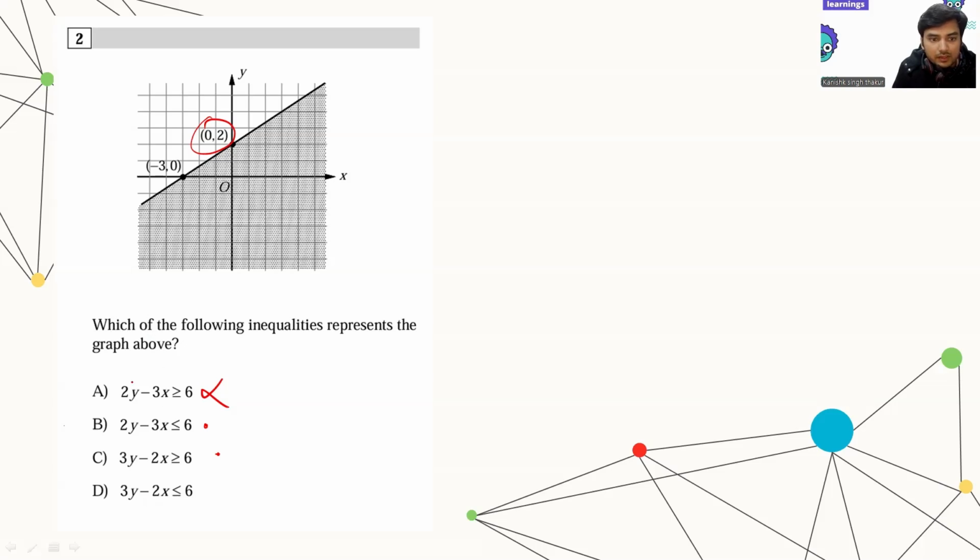Now I'll put minus 3 comma 0 also. So minus 3 comma 0, when I put here, I'm getting minus 9 which is less than 6. Okay, this one follows, but minus 3 I'll put here, 6 greater than or equal to 6, this will follow. Any point in between I'll put. So suppose you have say 0 comma 0. That should also follow. Okay, so B would be the answer.